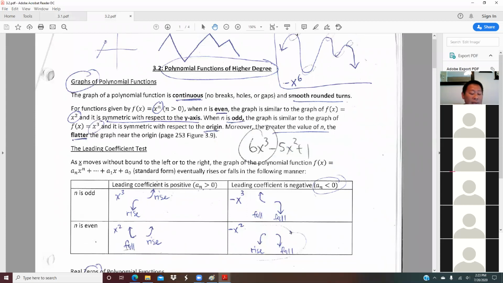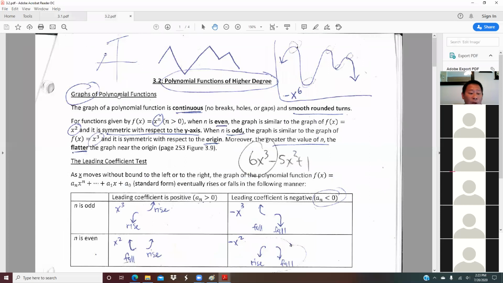So a leading coefficient test. What is a lead? This time we do polynomials.